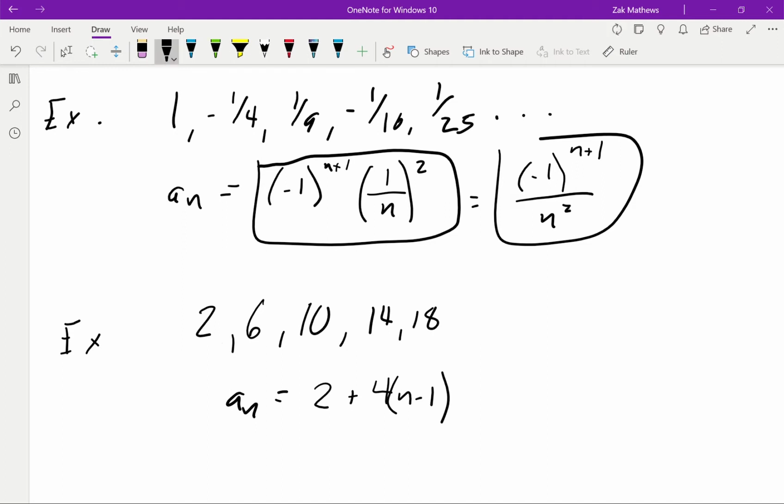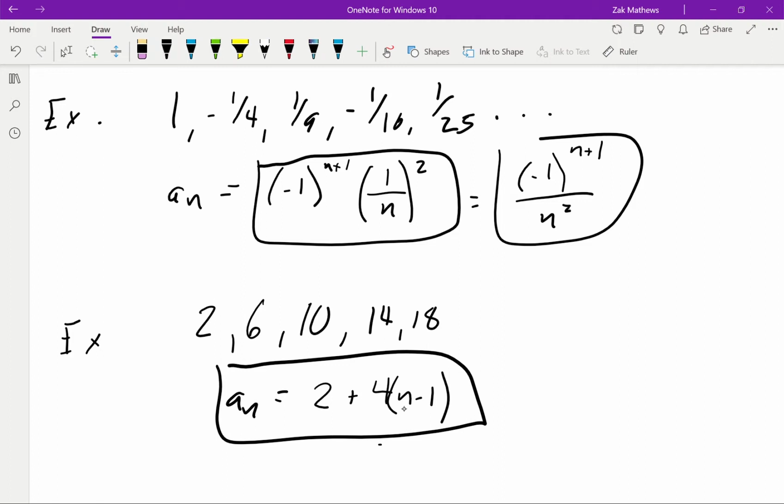We need to say, really, I don't want to add anything at the start. So our a_1 here now is equal to 2 plus 4 times 1 minus 1. That zeroes out, so we are getting that first number as a_1 equals 2, which is what we wanted. So now this formula is correct. Our sequence numbers, the first number is always the a_1, and so we need to consider that we need to be able to plug in 1 for n to get there.